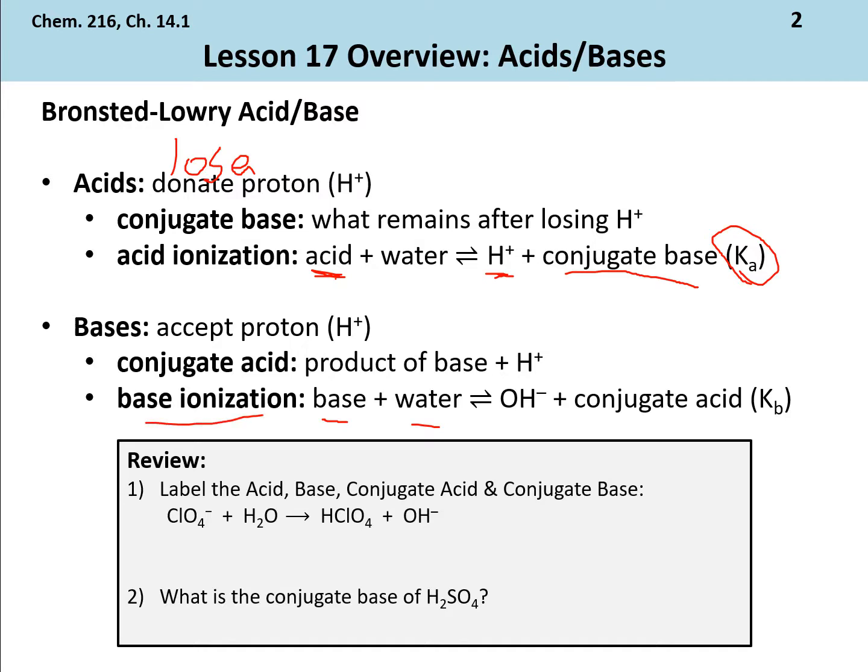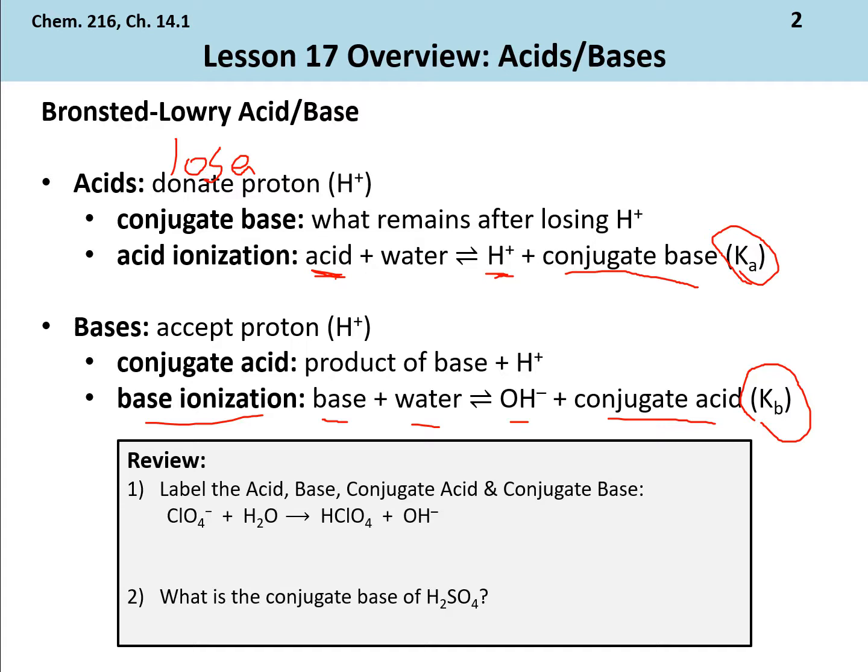What happens is the base gains an H+ to become a conjugate acid. And the water has lost H+, so that means it's now OH-. This is base ionization, and seeing that it's an equilibrium reaction, we can classify this by a Kb, with the B standing for base. All right, so let's look at a reaction we have down here. ClO4- plus H2O goes to form HClO4 plus OH-.